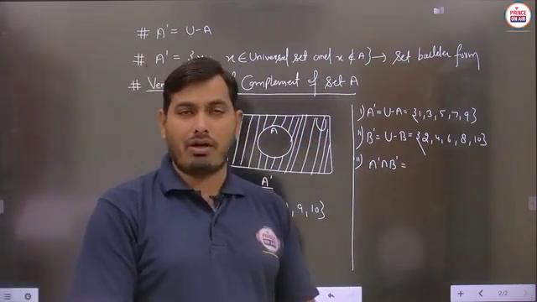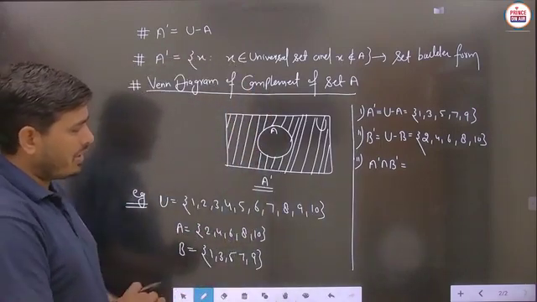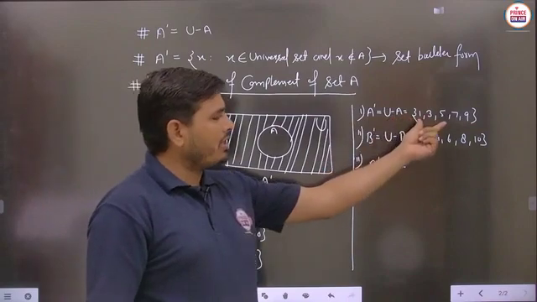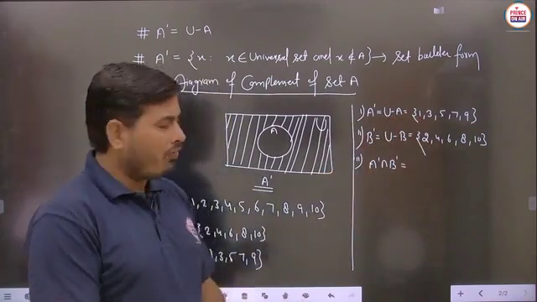Is it clear? Then what should be the answer? So A dash intersection B dash. Easily, students, you can check here. A dash is obtained in the very first answer and B dash is obtained in the second question. Now we will take the intersection.